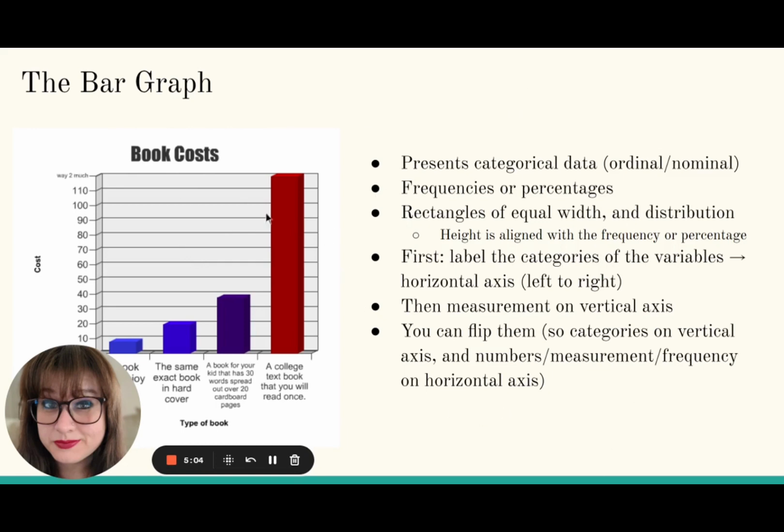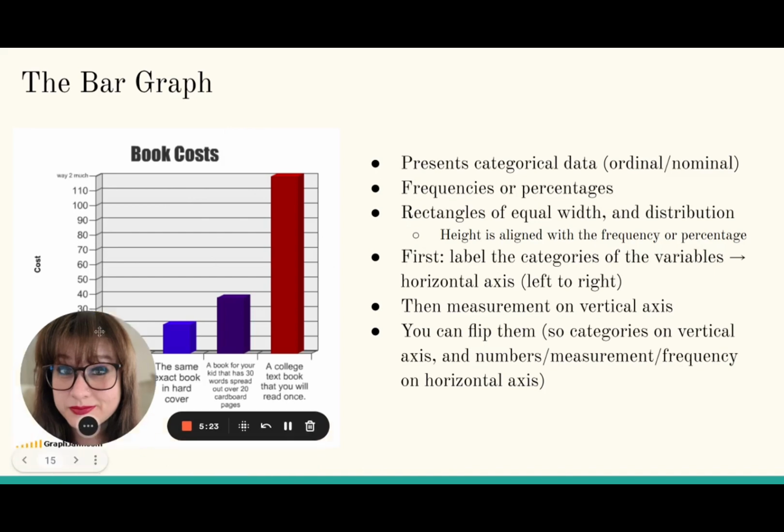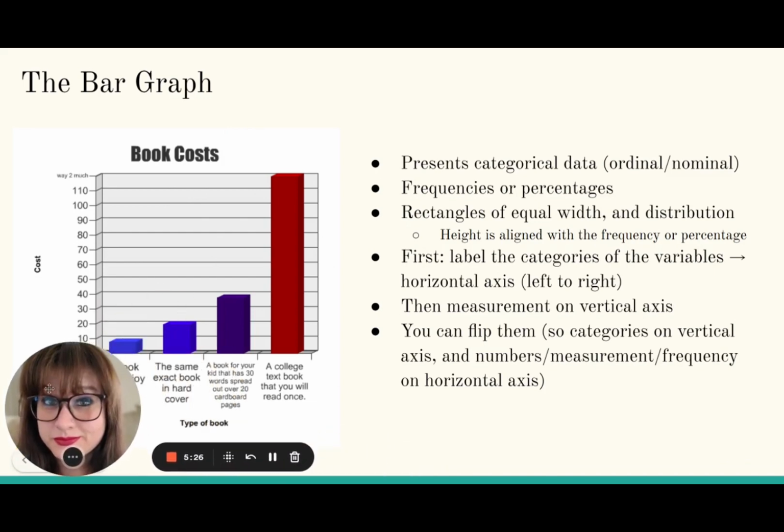But this one, the bars are vertical. So you can flip them to where the categories would be listed here and the numbers or frequencies are listed here. But a lot of times you'll see it this way. In your book, there is one that is also left to right. So as you can see by this one, this is the cost. It's by 10. It says 10. It doesn't have a unit of measurement, so it should say dollars or something to that effect. Of course, it's a joke. But you could tell that this is the least amount, so it's under $10. This is at 20. This is under 40, and then this is way too much.